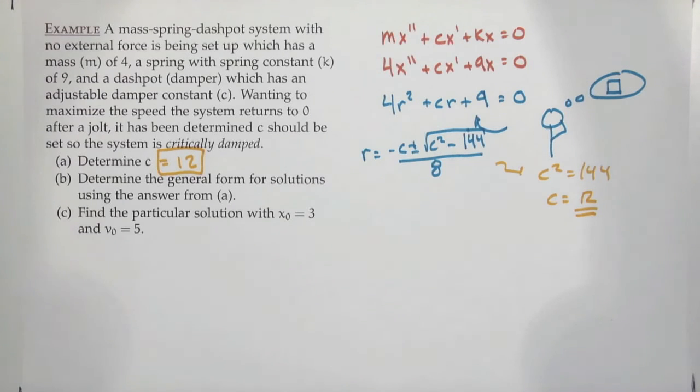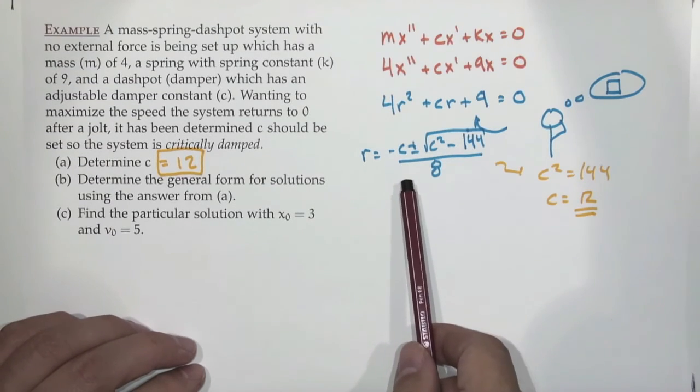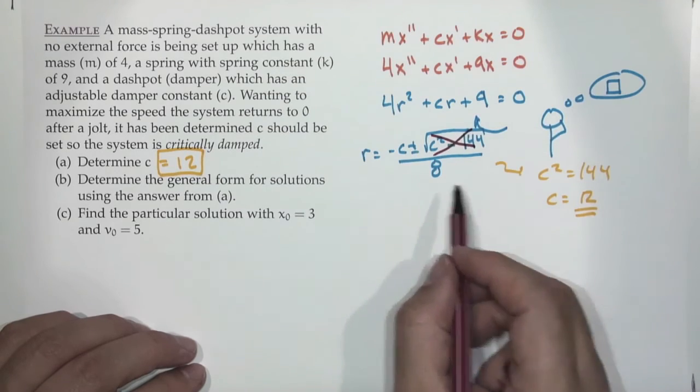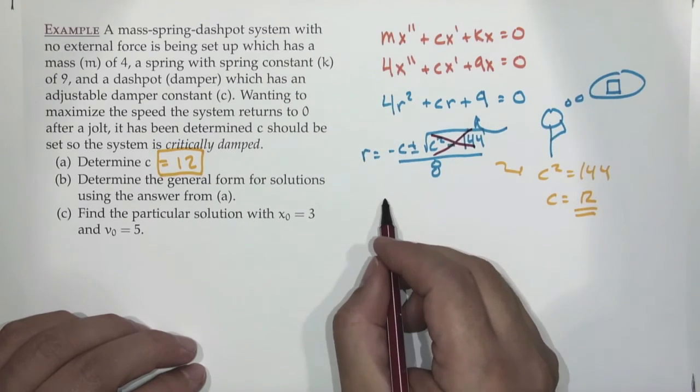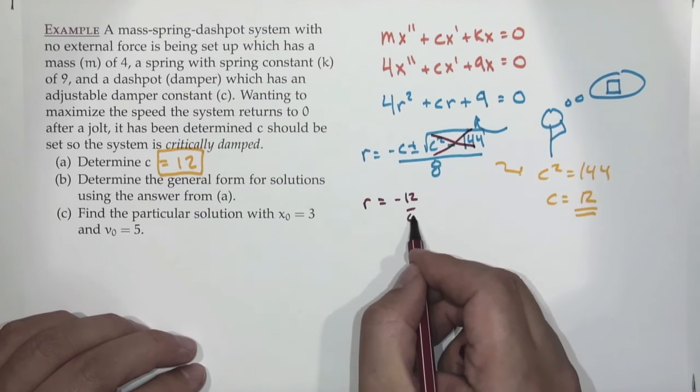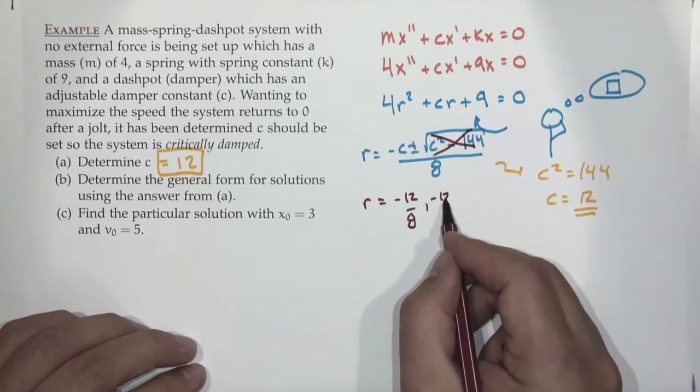All right. Now part B. Determine the general form for solutions using the answer from part A. But actually we can use our information, right? Because we almost have our roots. So we know that that part is 0. And we now know c. So we say, aha, r is negative 12 over 8. And it's actually a repeated root.